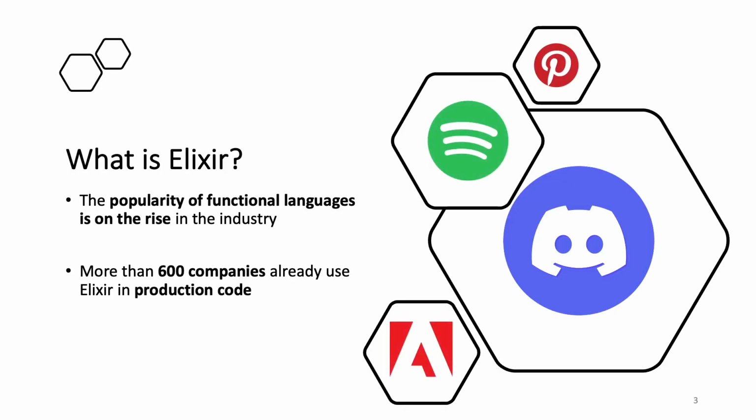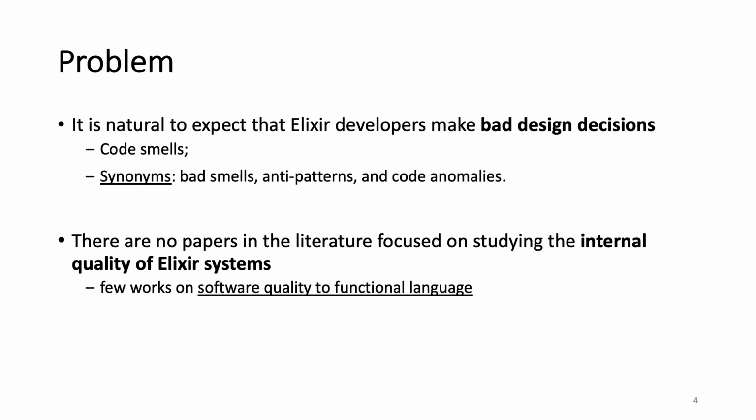Overall, the popularity of functional languages is on the rise in the industry. More than 600 companies around the world already use Elixir in production code, some of which are well known. As with any other language, it is expected that Elixir developers can make bad design decisions by implementing suboptimal structures known as code smells. Although the popularity of functional languages is on the rise, few studies focus on the quality of systems implemented in such languages, and none specifically on Elixir.